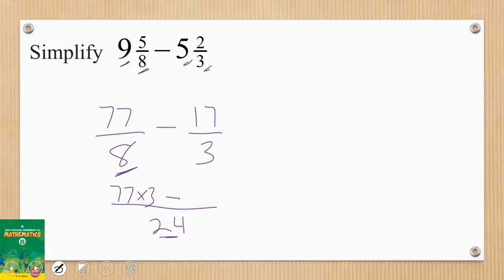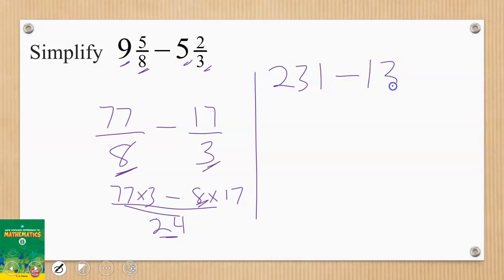Then minus, I don't want to subtract yet, I don't want to multiply, I want to keep it like this. Then 3 would divide 24 as 8, so 8 times 17. Now sometimes it's good to leave it like this so that you see if there could be a common factor to factor out, then that would divide the denominator. But for now, it looks as if there's no common factor at the numerator side. Okay, so we have 77 times 3, and that will give us 231, minus 8 times 17, which will give us 136, all divided by 24.